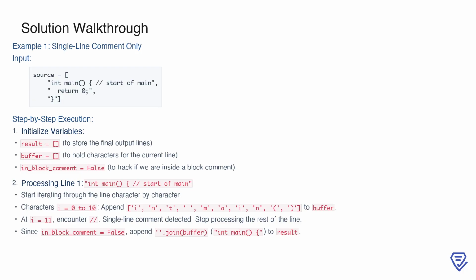Now, as we process the first line, we iterate through the characters one by one. Characters from index 0 to 10 are part of the valid code, so they are added to the buffer. When we reach index 11, we encounter the // symbol, which marks the start of a single-line comment. At this point, we stop processing the rest of the line because everything after // is a comment. Since we are not in a block comment, we convert the buffer into a string and append it to the result. The result now contains the line int main.